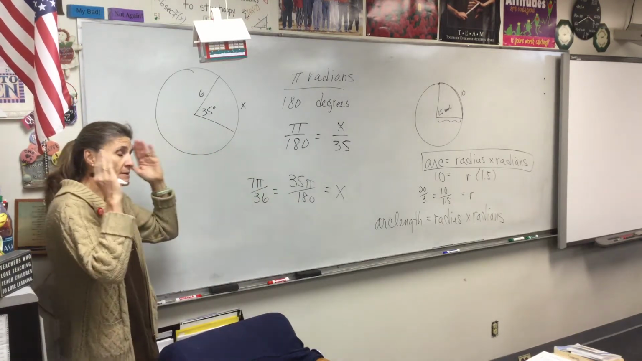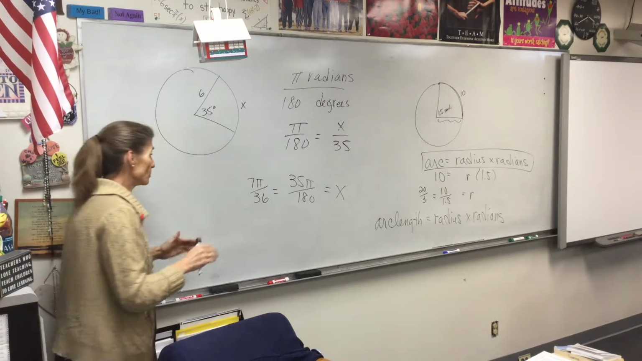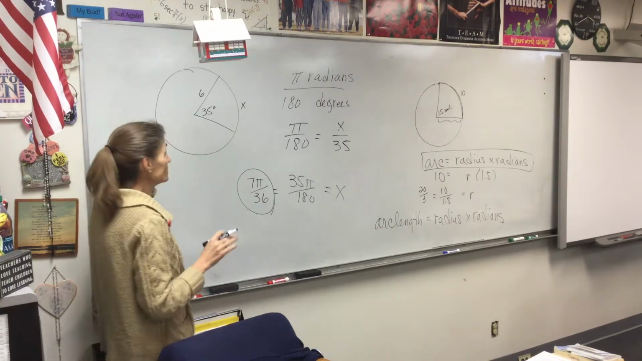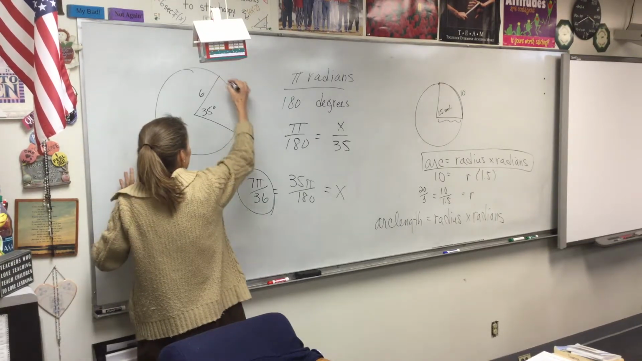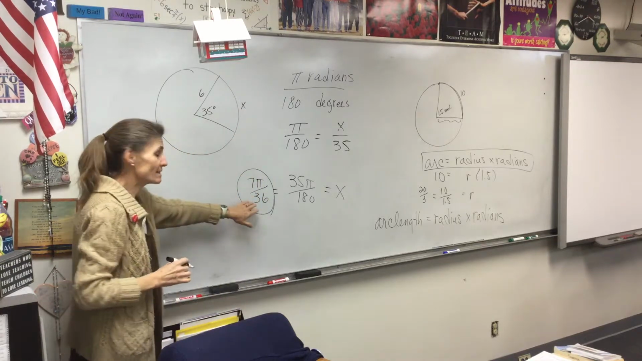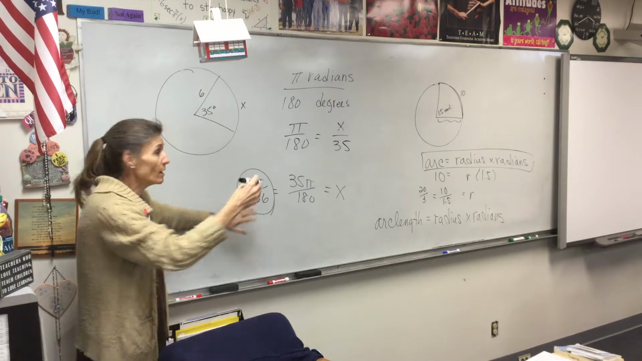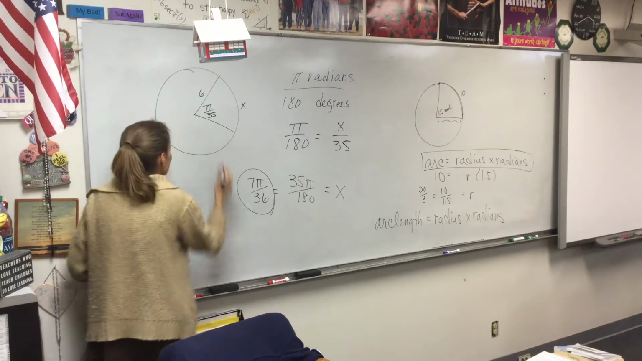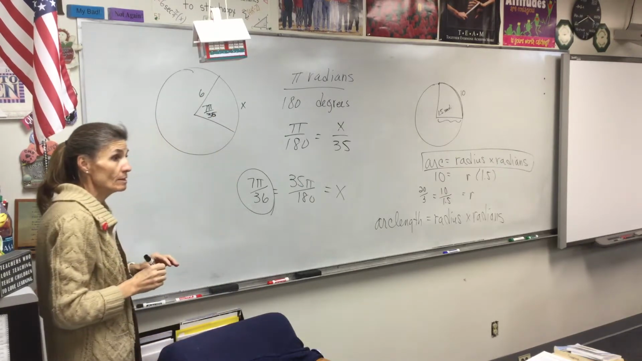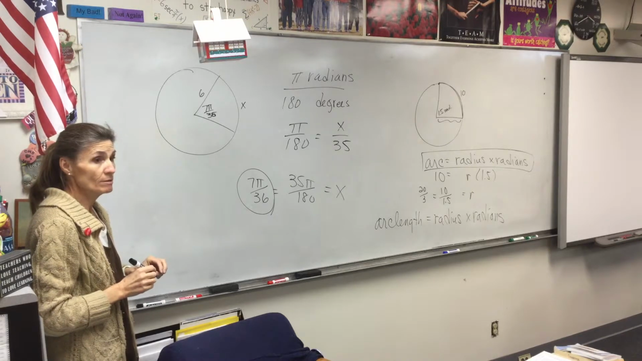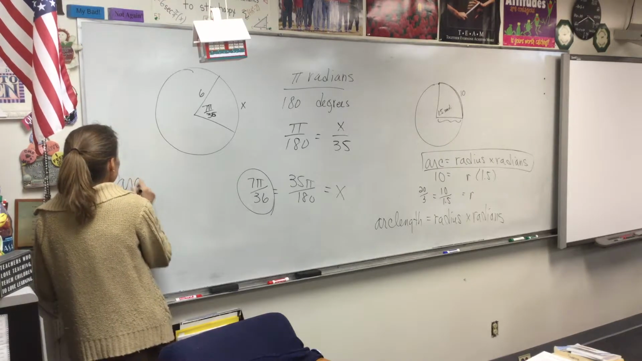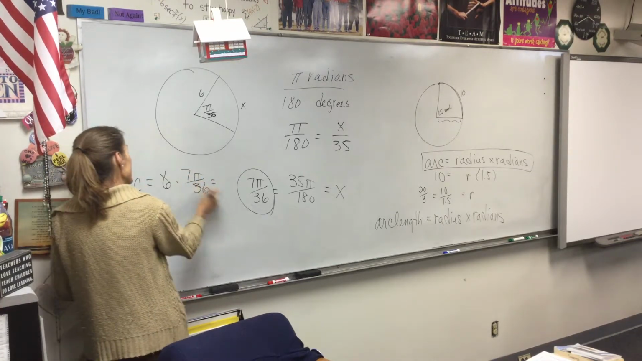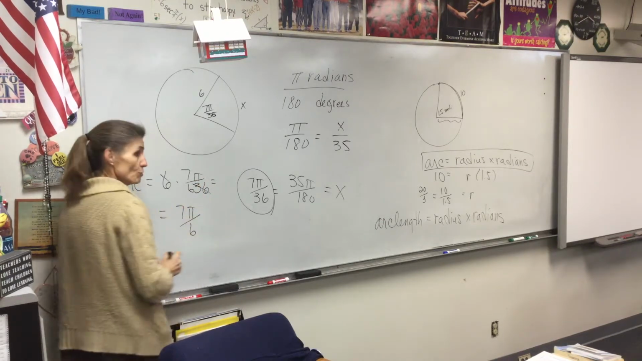Now, here is what happens every time. Kids will get so excited and they'll put this down in the answer blank. Remember, what was the original question? Find the length of this arc, right? What's that? Radians. That's just the central angle. That is not the answer to the question. So now, how am I going to get the answer to the question? Arc length equals radius times radians. 6 will cancel into there. I got 7 pi over 6. Did you?